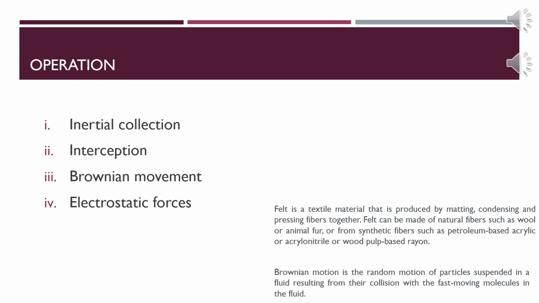Baghouses are very efficient particulate collectors because of the dust cake formed on the surface of the bags. The fabric provides a surface on which the dust collects through the following four mechanisms. Number 1, inertial collection: dust particles strike the fibers placed perpendicular to the gas flow direction instead of changing direction with the gas stream. Number 2, interception: particles that do not cross the fluid streamlines come in contact with fibers because of the fiber size. Then comes Brownian movement: submicrometer particles are diffused, increasing the probability of contact between the particles and collecting surfaces.